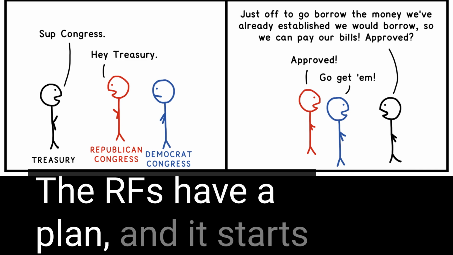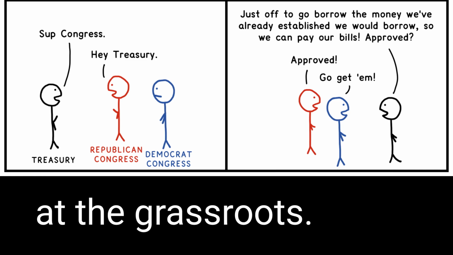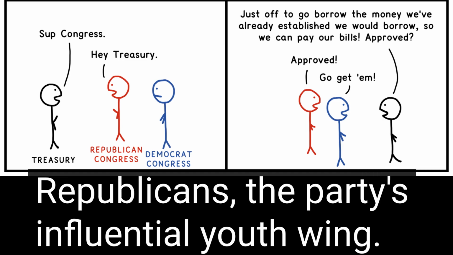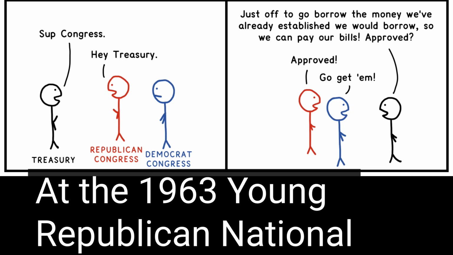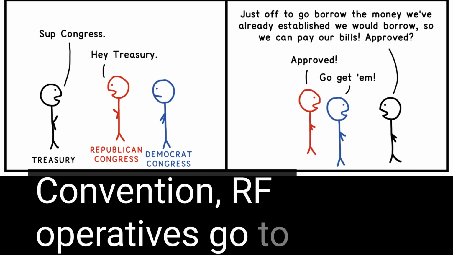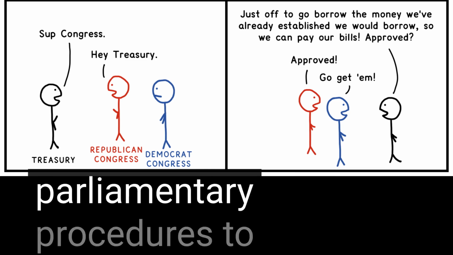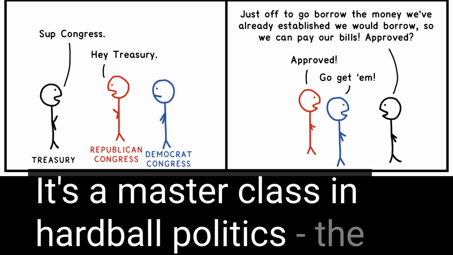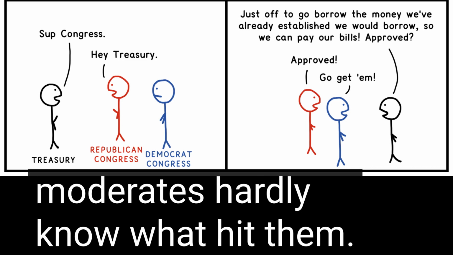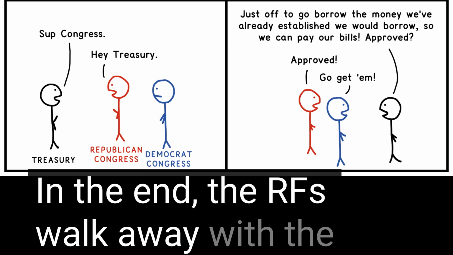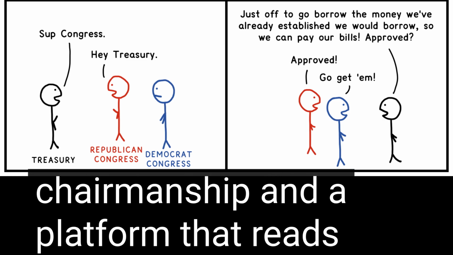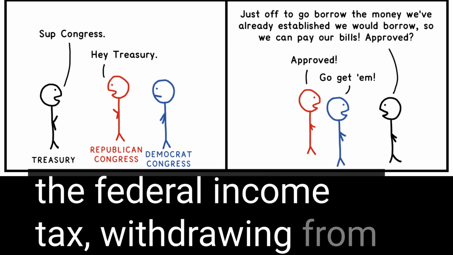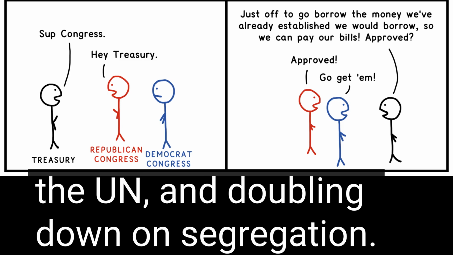The RFs have a plan, and it starts at the grassroots. They set their sights on the Young Republicans, the party's influential youth wing. At the 1963 Young Republican National Convention, RF operatives go to work behind the scenes, manipulating parliamentary procedures to seize control. It's a master class in hardball politics. The moderates hardly know what hit them. In the end, the RFs walk away with the chairmanship and a platform that reads like a fundamentalist fantasy: abolishing the federal income tax, withdrawing from the UN, and doubling down on segregation.